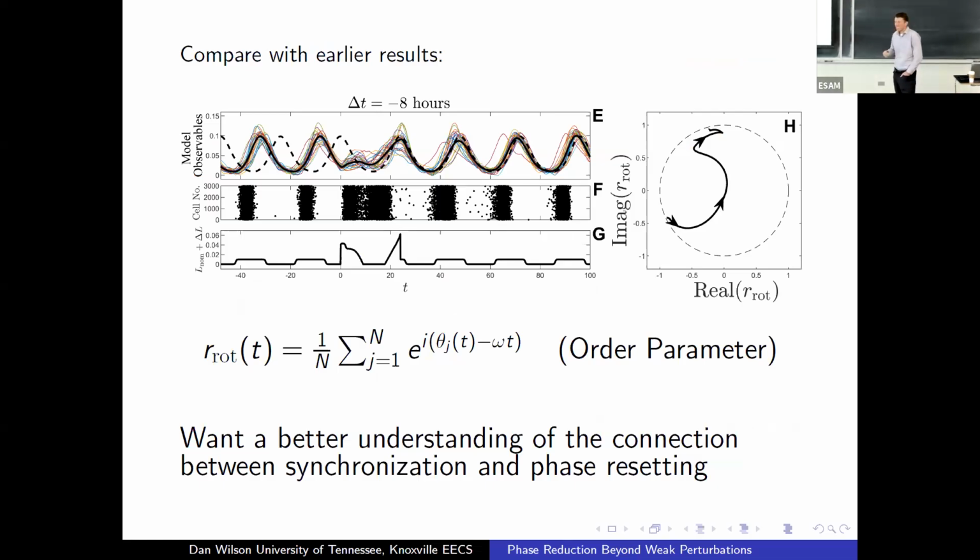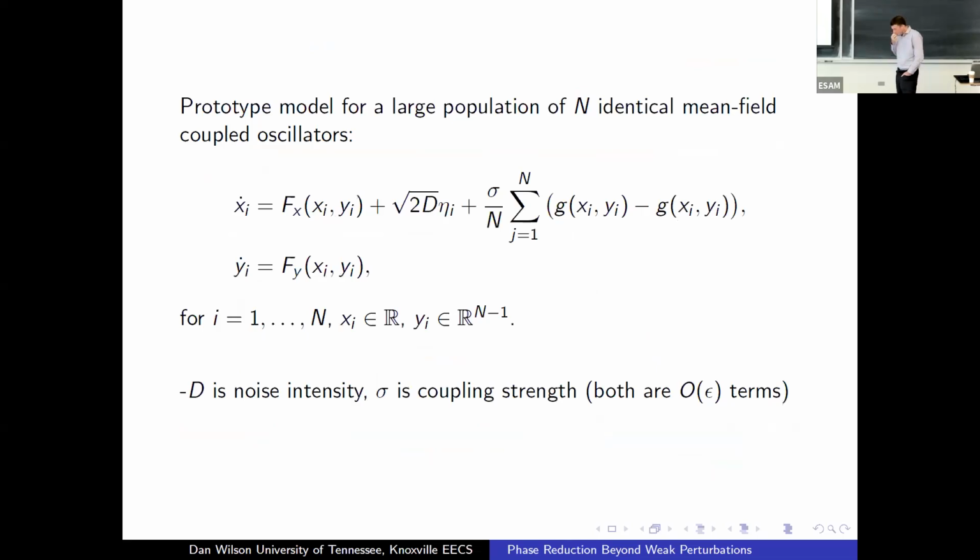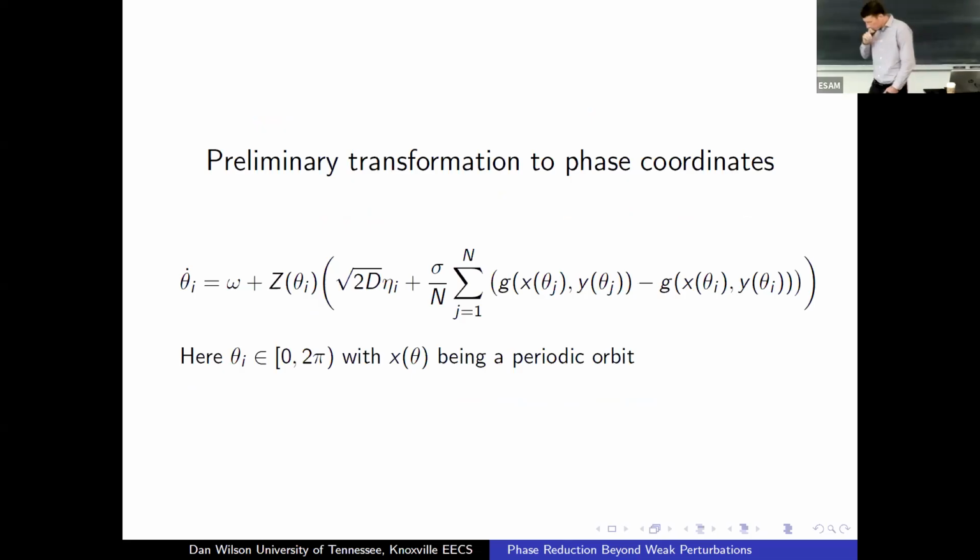We want to think about whether we can understand this connection a little bit better. One thing we started thinking about is a general model for a large population of coupled oscillators. I have i equal to 1 to n oscillators. We have a variable x and y. All of the coupling and noise happens in the variable x. These y's are just auxiliary parameters that give a limit cycle for these systems when I don't have any sort of coupling or other perturbations. D in this case is the noise intensity. Sigma is the coupling strength. For the moment, we'll assume both of these are small, order epsilon terms.